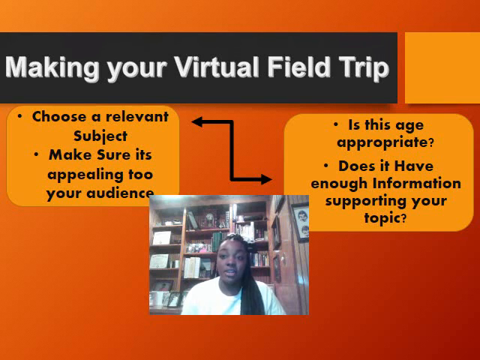Okay, and so next, whenever you have all your information together, your graphics and your images that are appealing, is it age appropriate? Now we have to talk about: does your information have enough supporting your topic? You don't want to just have little details about what you are talking about. It needs to have a lot of information and be straight to the point to what you are trying to teach your children.